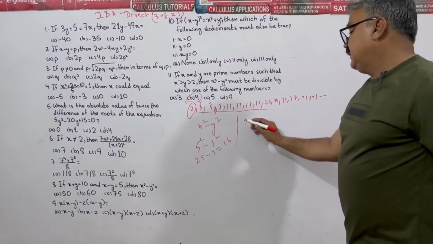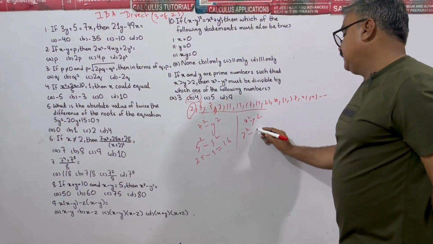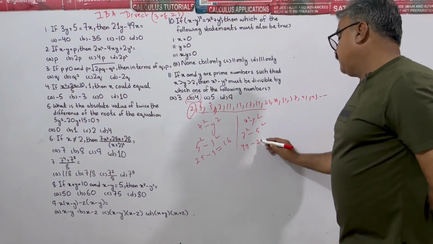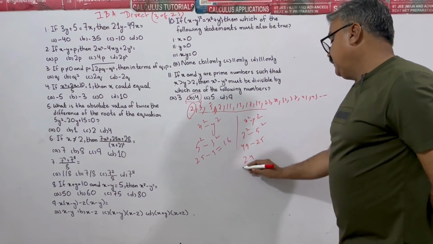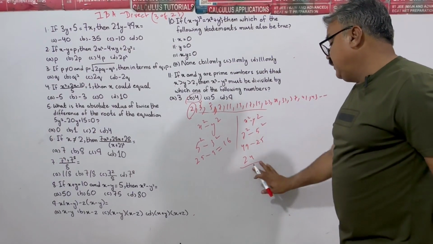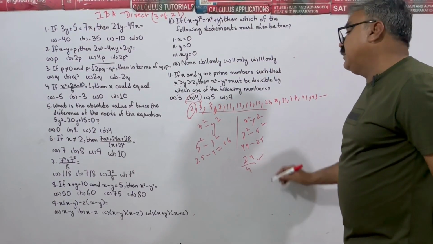Changing the values, x square minus y square: 7 square minus 5 square. 7 square is 49, the square of 5 is 25, and 49 minus 25 is 24. 24 is also divisible by 4.